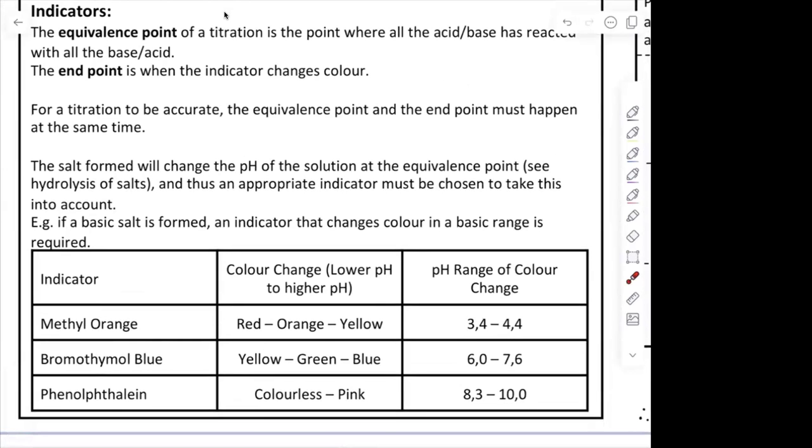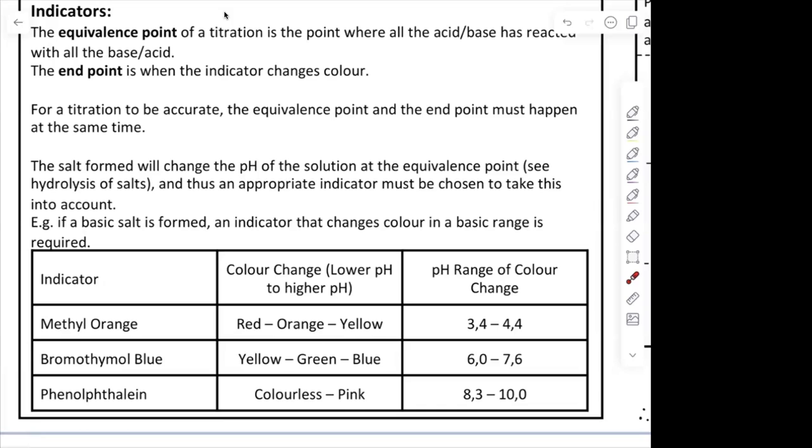The salt formed will change the pH of the solution at the equivalence point, so we will have a look at hydrolysis of salts just now. And thus, an appropriate indicator must be chosen to take this into account. For example, if a basic salt is formed, an indicator that changes color in a basic range is required. Very, very important, because some people think that indicators will change color at 7 always. That's not always the case.